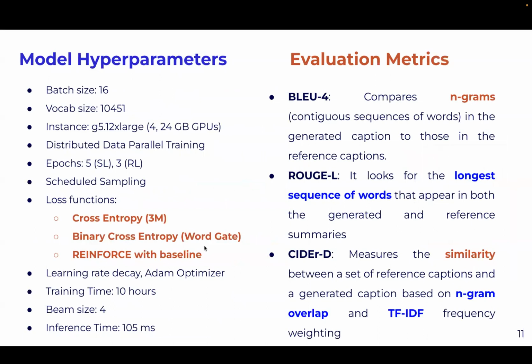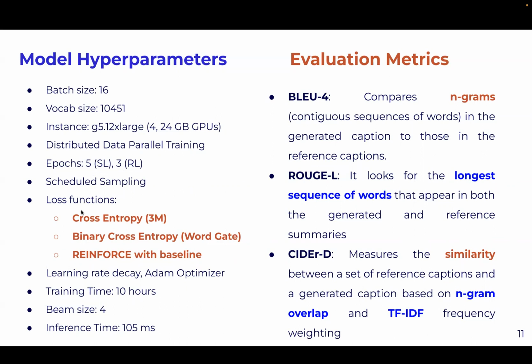And coming to the model hyperparameters, these are some of the hyperparameters I have chosen with distributed data parallel training. Here I have used 5 epochs with supervised learning. After the model has reached a particular stage where it knows something with supervised learning, later I used reinforcement learning for 3 more epochs to further improve the metrics it has learned during the supervised learning approach.